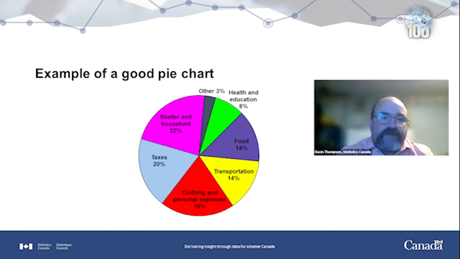So here's another good example of a pie chart. So again, I put each of the labels on each of the wedges, and I put the percentage associated with it. So this is sort of just, I think I made this example up just to show what it looks like when we do something like a household spending survey.